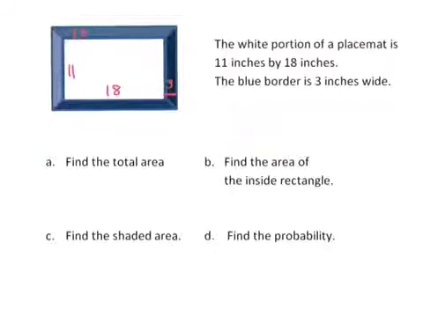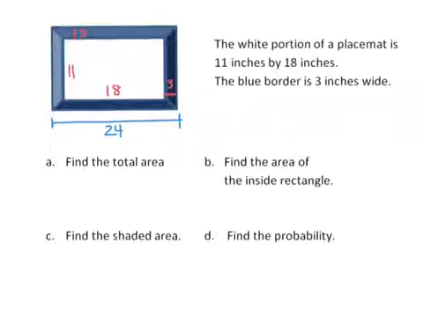Alright, so find the total area of this placemat. Well, you can't just multiply 11 times 18 because that's not the area of the whole placemat, that's the area of just the inside. So we have to find the length of the placemat. Well, we know it's 18 inches from here to here, and then how much longer is it? Well, 3 inches here and 3 inches here. So 18 plus 3 is 21, plus 3 more is 24. So we know that length is 24.